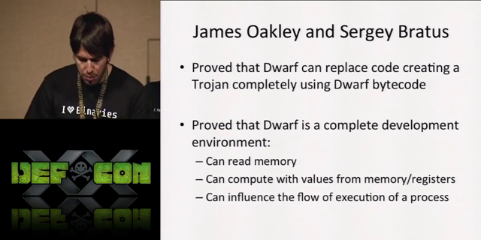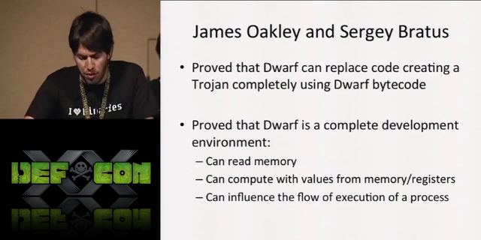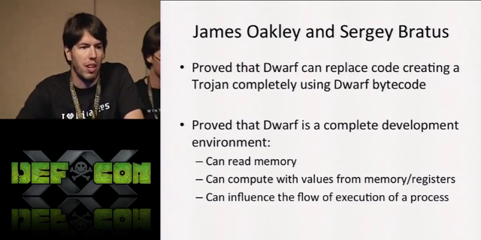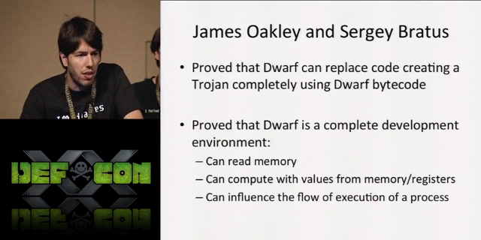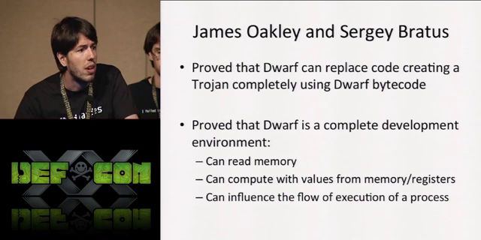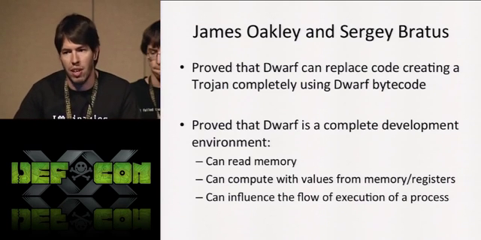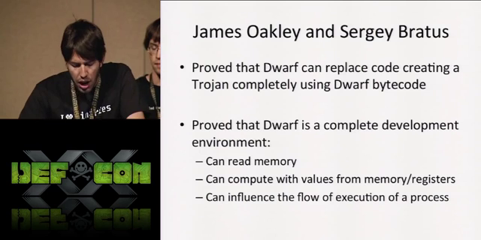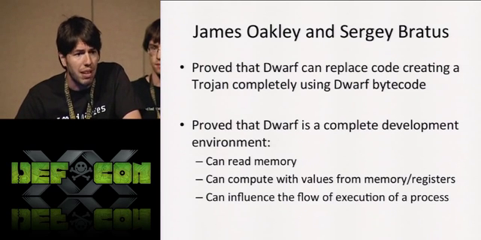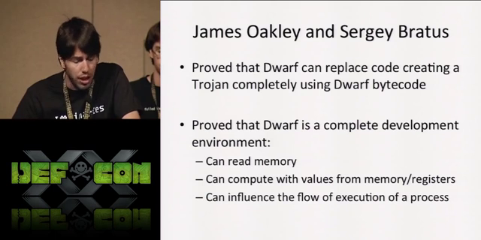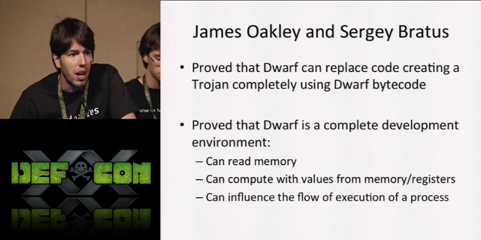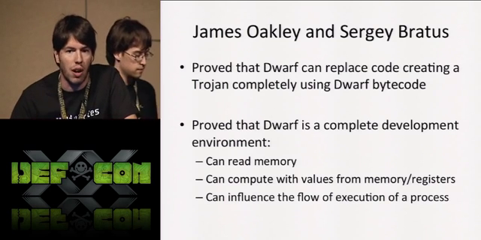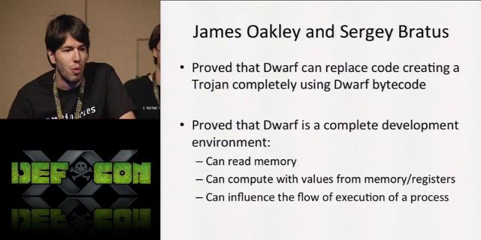So basically, James and Sergey, the research that they did previously, they proved that by replacing this bytecode, they can do any kind of computation. That basically gives them a complete Trojan, as mentioned, that does not change the assembly language of the binary itself. They proved that DWARF is a complete environment for programming. So it can read memory, it can compute values, and it can influence the flow of execution. Of course, those are all the requirements that we want to replace our shellcode with DWARF bytecode, right?